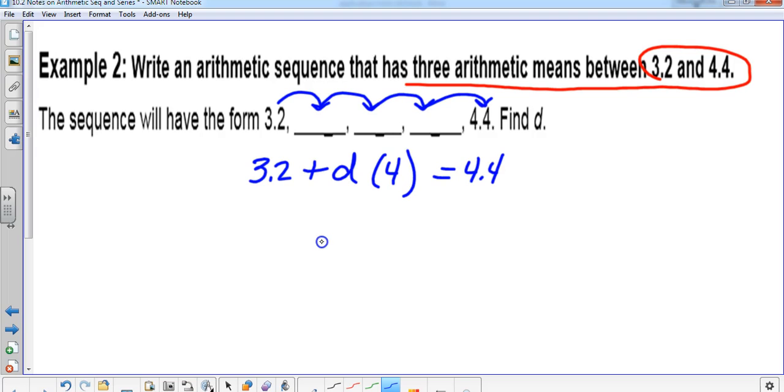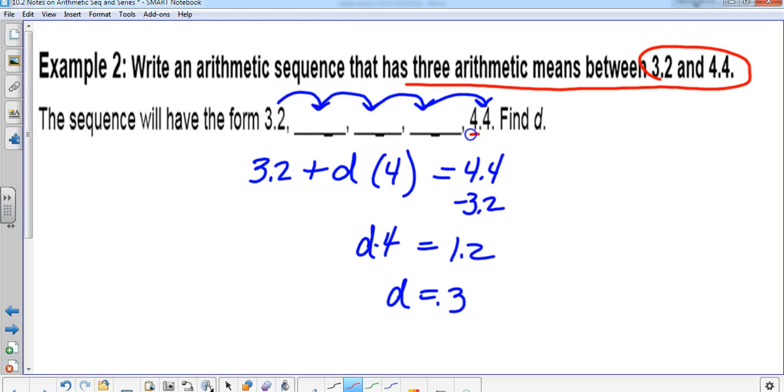Is that what it comes out, guys? Can you solve that? 0.3? Okay. Max figured it out right away. He said 0.3. So if we add 0.3, what are the 3 arithmetic means that will go in there? Guys, this is self-checking. If we do this right, we should end up at 4.4, right? That's how we know we did it right.